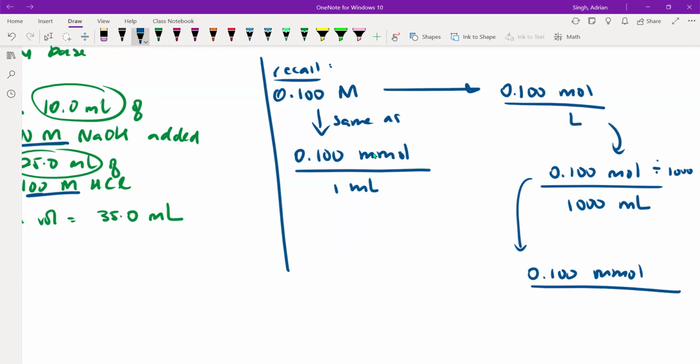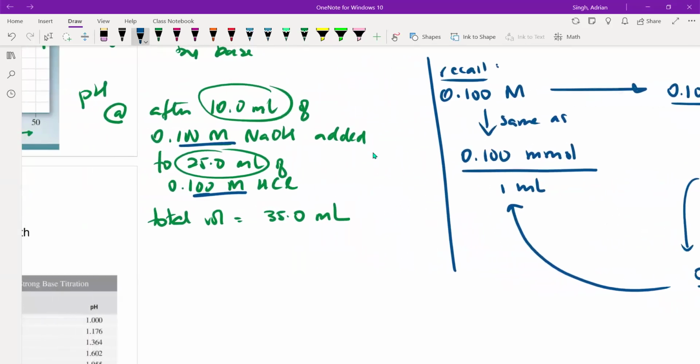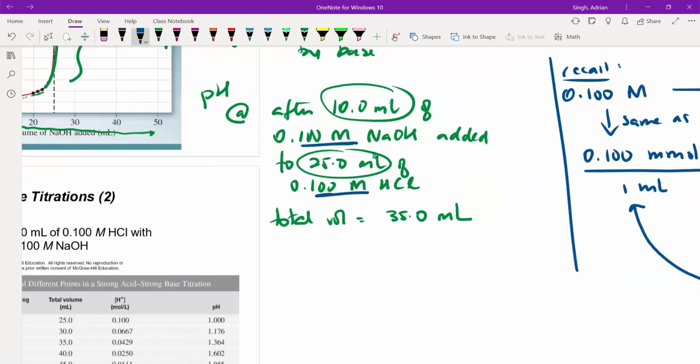If I divide the top by 1,000, that gives me 0.100 millimoles, since milli means 1/1000. If I divide the top by 1,000, I divide the bottom by 1,000 as well, and 1,000 divided by 1,000 is 1 milliliter. So it makes the calculation a little bit easier. 0.100 molar is the same as 0.100 millimolar, or 0.100 millimoles per mL, and we're going to use that. If you want to work the other way, that's fine as well; you're going to end up with the same answer.